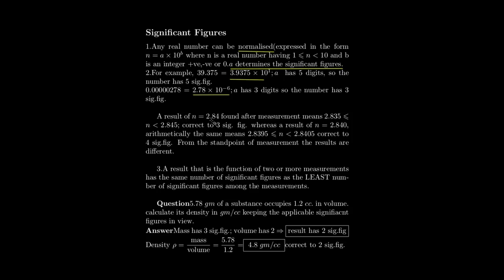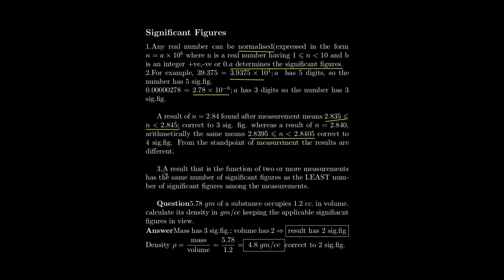A result of n equal to 2.84 found after measurement means 2.835 is less than or equal to n, which is less than 2.845, correct to 3 sig fig. Whereas a result of n equal to 2.840, arithmetically the same, means 2.8395 is less than or equal to n, which is less than 2.8405, correct to 4 sig fig. From the standpoint of measurement, the results are different.